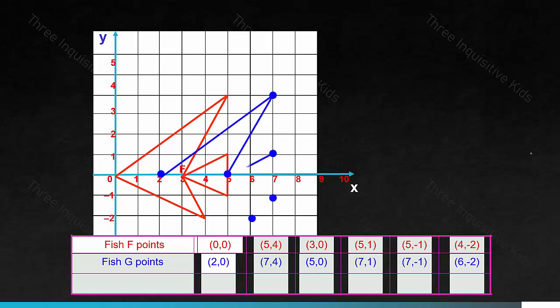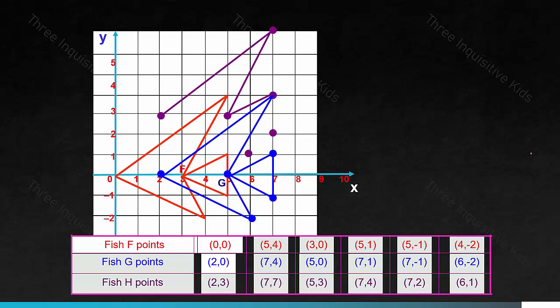Here's an animation. We start off with fish F, and then we translate it to the right to get fish G. And then you have to translate fish G up to get fish H. This is basically a step-by-step solution of how to translate a figure diagonally. First, you can move it along the x-axis and then the y-axis.